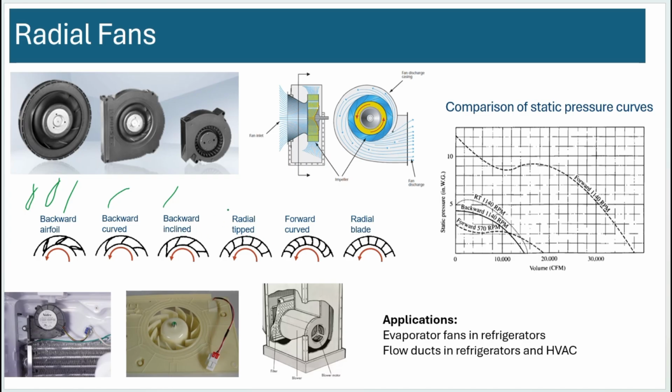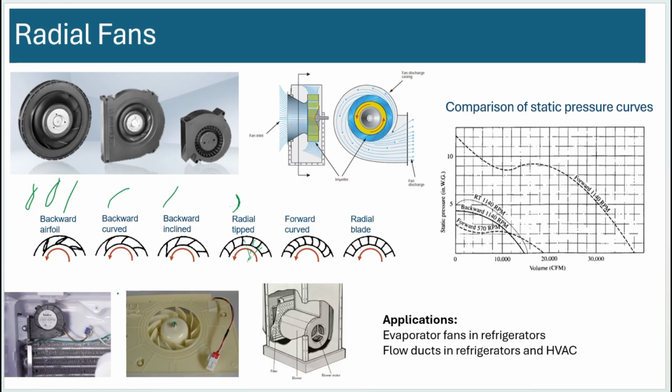Then you have a blade where it's curved in the beginning, but towards the end it becomes radial. Okay, it's radial here. If you look here, it's radially inwards. So in those scenarios, it's called radial tipped. Then you have forward curved and fully radial blades. Okay, these are the 6 types of common radial fan blade types.